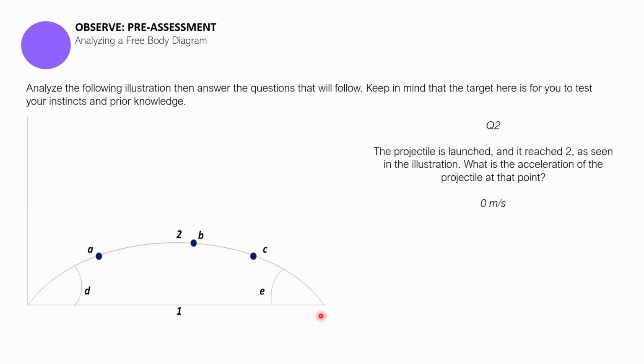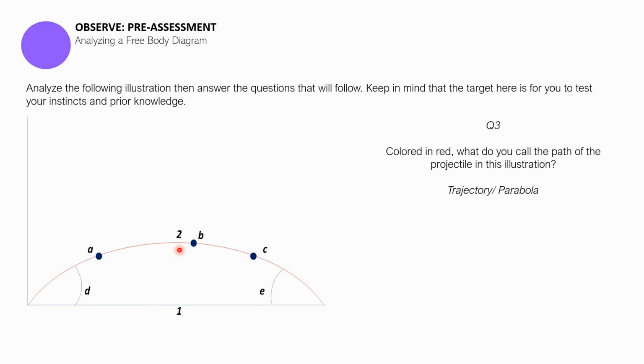Question number 2: the acceleration when the projectile reaches point 2 is 0 meters per second squared. Again, the acceleration is 0 meters per second squared. Question number 3, the answer is that you call that a trajectory or a parabola. The line right here is called a trajectory or parabola. Then question number 4: as the projectile moves from point A to point B, its acceleration decreases.